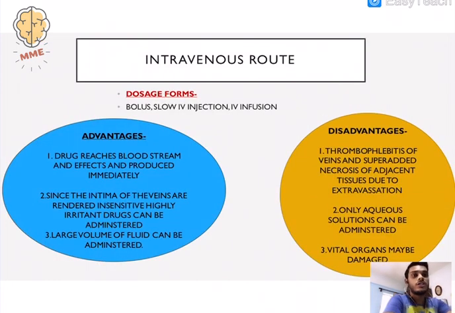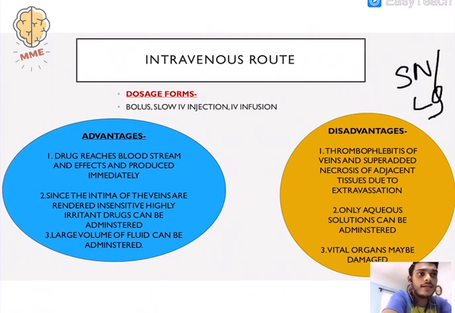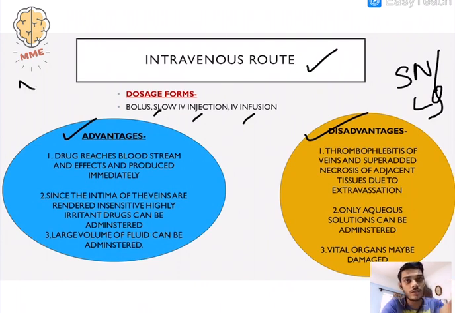One more important question, which is asked also in a short note or a long question, is the intravenous route. So why is the intravenous route so important? Intravenous, as the name suggests, is administering drugs through our veins, right? So the dosage forms include bolus, slow IV injection, or IV infusion. Again, the IV route has some advantages and disadvantages. You should memorize these advantages and disadvantages by heart, because they are very often asked. And these are also asked in your Viva.